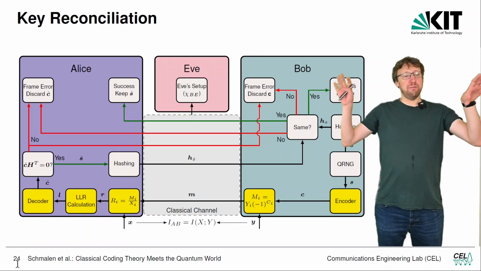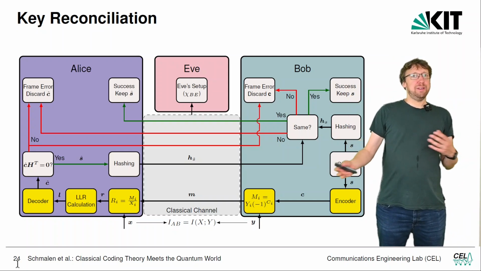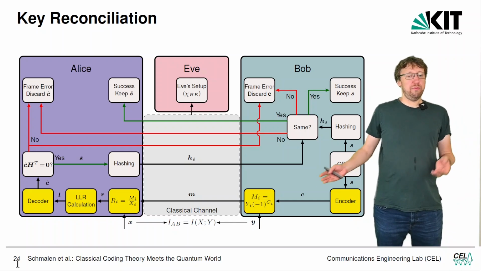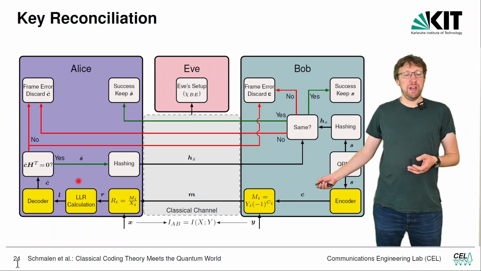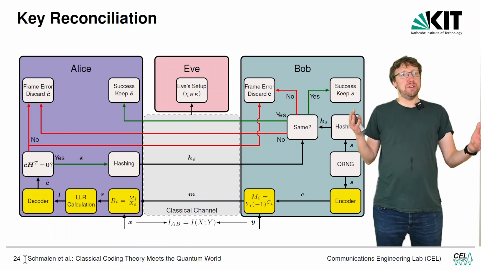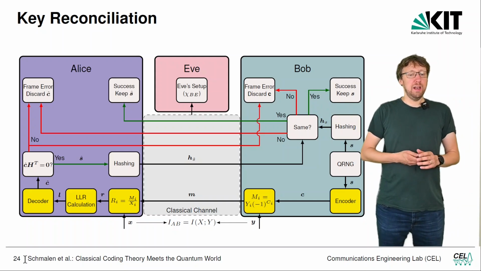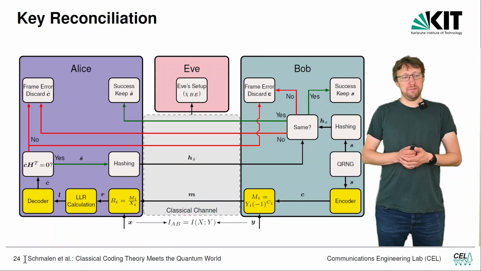And then you have some protocol overhead to make sure that actually Alice and Bob have the same key. So first Alice needs to check that she actually has a code word, and then they introduce some hashing functions to make sure that they actually have the same code word. And that's how the key reconciliation works.